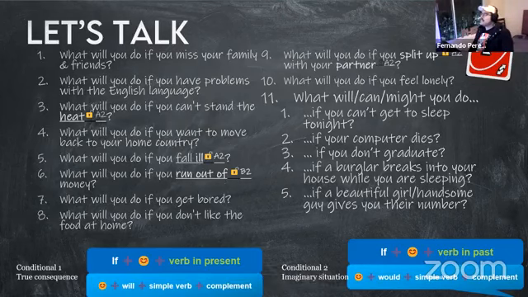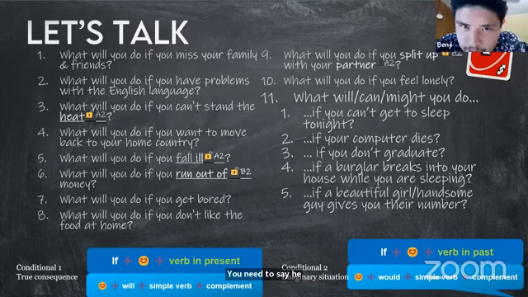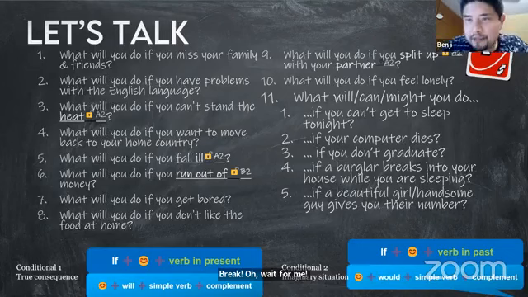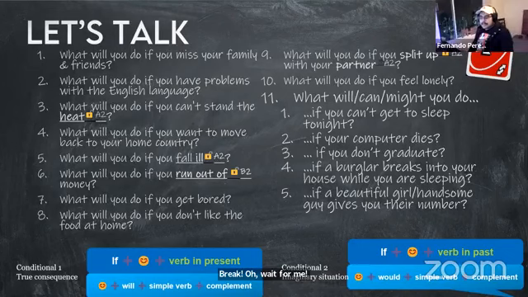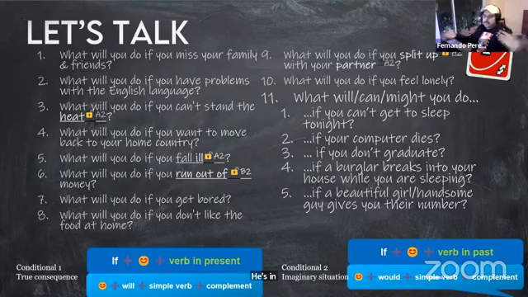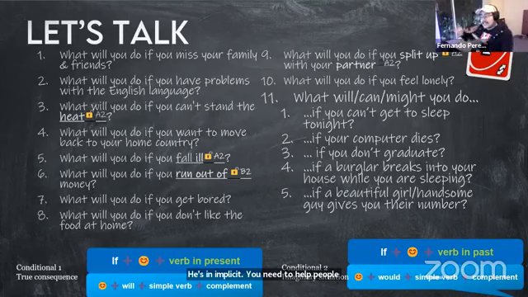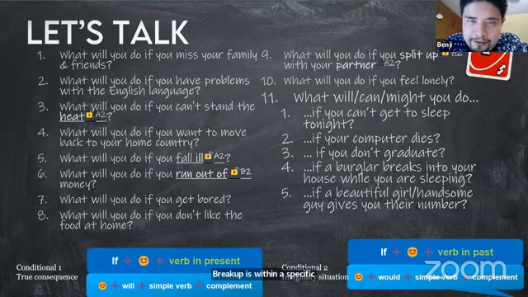I think when you say split up me, that's impossible. You need to say he break up with me. Break up with me, because split up is implicit, you and me, two people. And break up is with a specific person. Only he break with me.